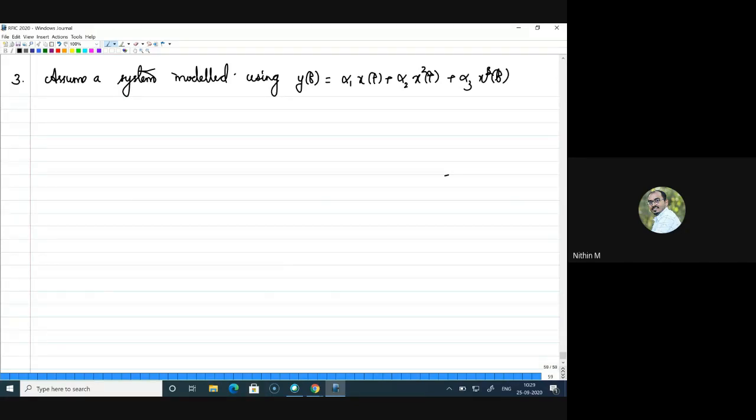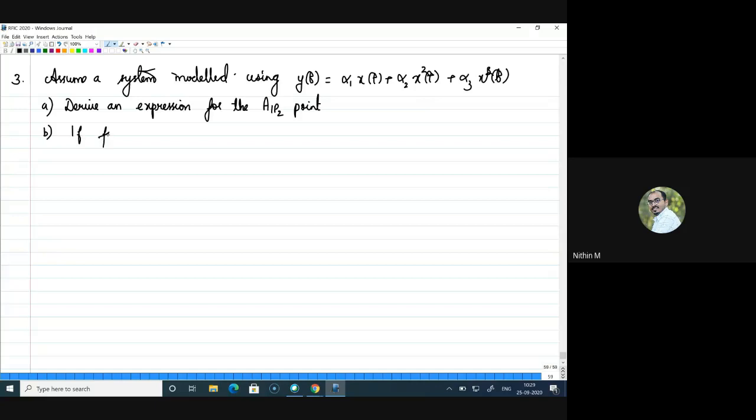Now the question has two parts. The first part is to derive an expression for the AIP2 point, where AIP2 point is the input amplitude for which the second order IM products are equal to the fundamental, right? So this is AIP2, the first part.